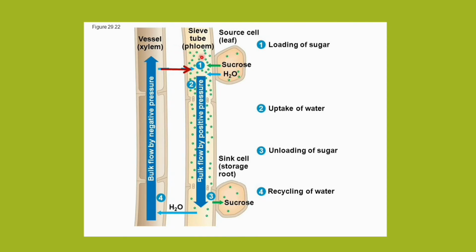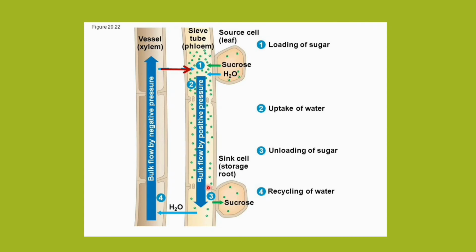So when sugar is loaded, the water potential in the sieve tube element decreases. To correct that, water will flow from the xylem vessel elements into the sieve tube element. Thereby, it will create a pressure. So a pressure gradient is created. There is more water here, less water here. So high pressure here, low pressure there. So this will flow from high pressure to low pressure.